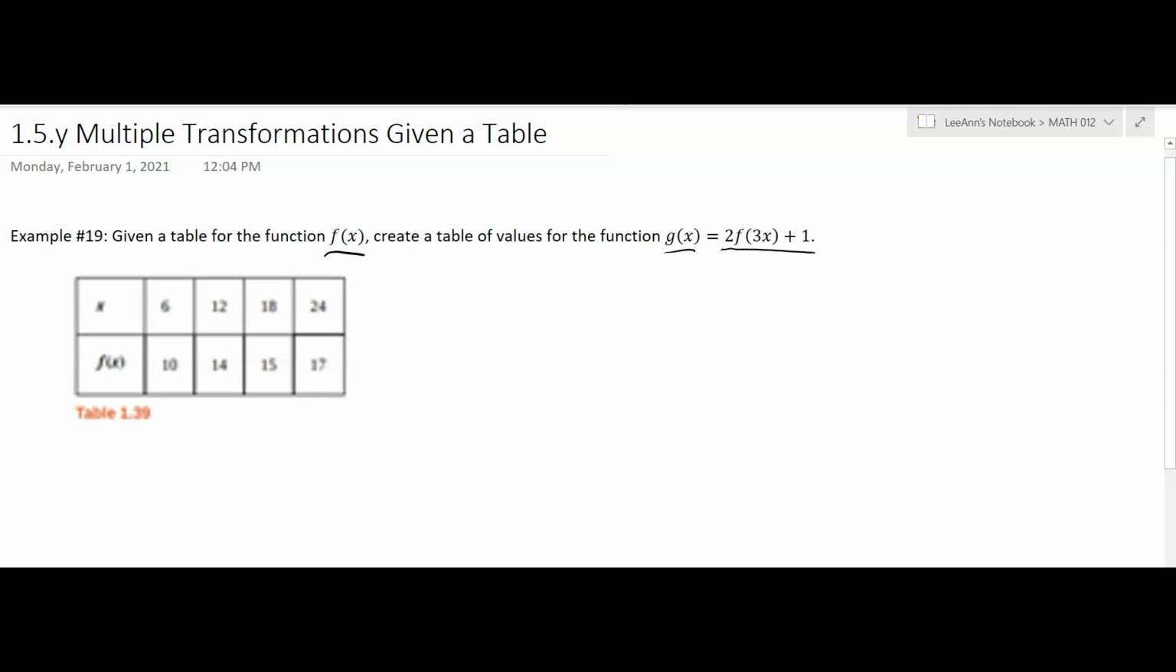So notice that we have in here a compression. That's a horizontal compression. Then we're going to have a vertical stretch, and then finally a vertical shift. Now what we do is we do it one piece at a time. I think that's the easiest way to approach it. So I'm going to put a little table over here.